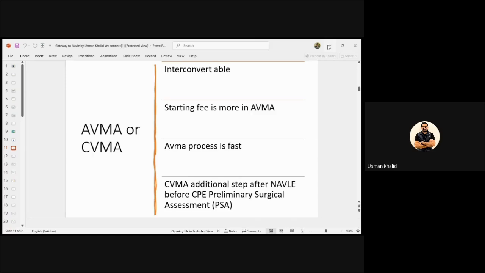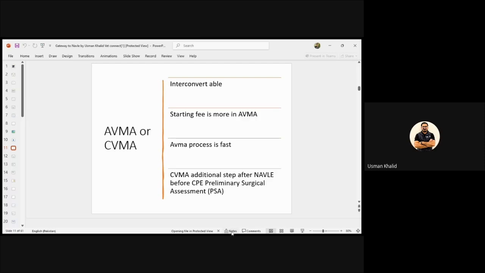The procedure's starting fees were definitely more. Now CVMA has also increased their fee, so the fresh fee will be on their website. You can go for that. And for the NAVLE things regarding the CPE, you have to go for the preliminary surgical assessment exam. That's an exam you have to take in Canada, and afterwards you will be eligible for CPE if you are going through CVMA.